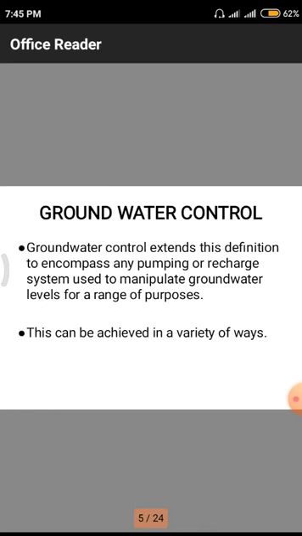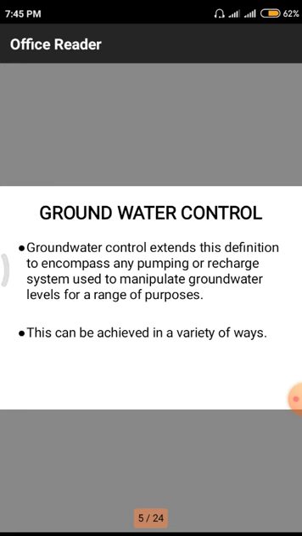What is groundwater control? Groundwater control extends this definition to encompass any pumping or recharge system used for the manipulation of groundwater levels for a range of purposes. Simply put, we need to control the groundwater only for particular areas, and for those we need to use different techniques. That means we need to construct a peripheral wall.